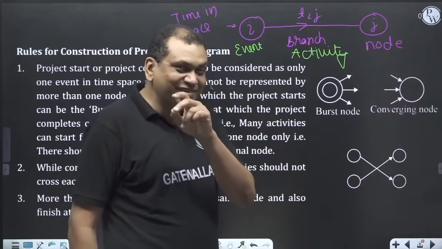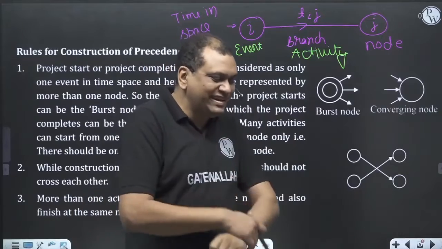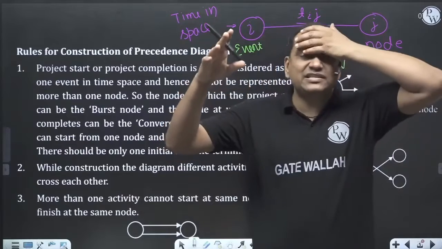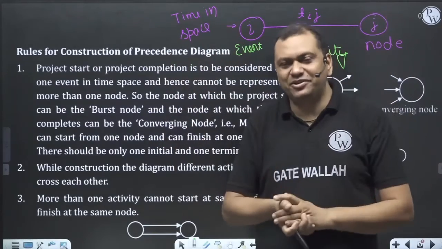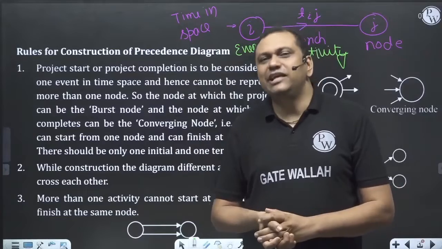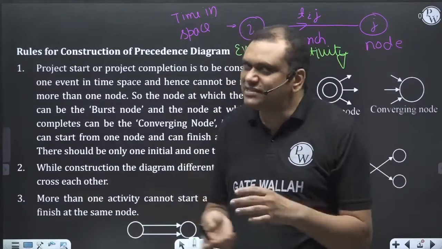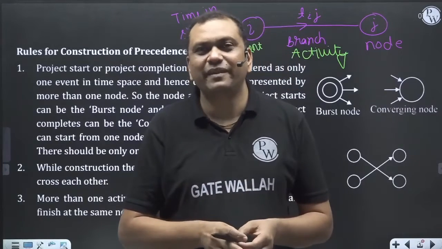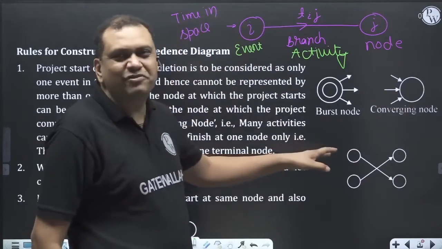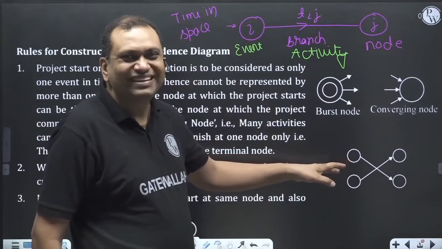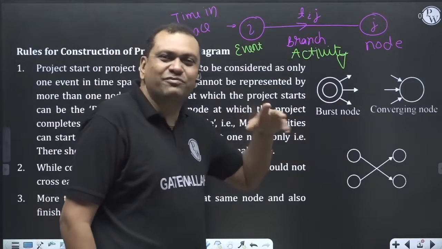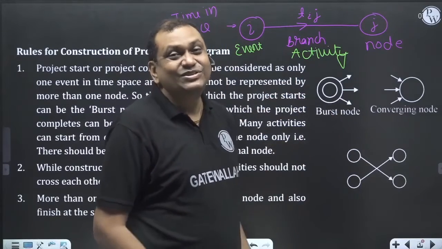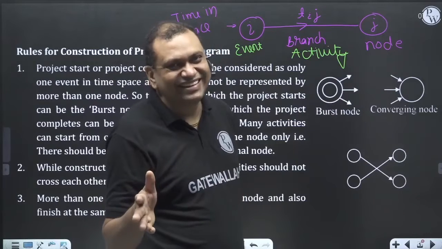I will give you one funda based on my experience. Suppose the sequence of predecessor and successor activities is given to you. So you know what will happen? When you are constructing, most of the rules will be violated. Initially, when we are constructing, most of the rules will be violated, including crossing the activities. So what do you do? You update it.